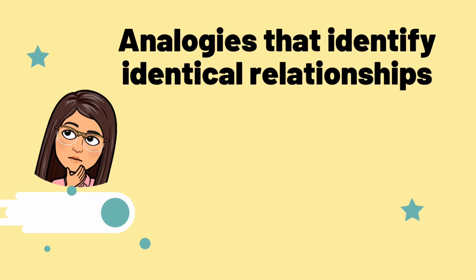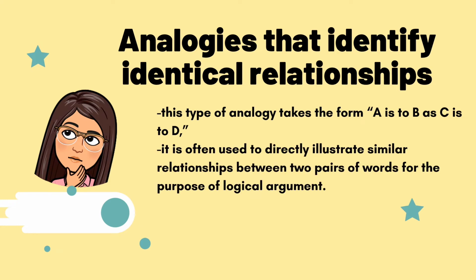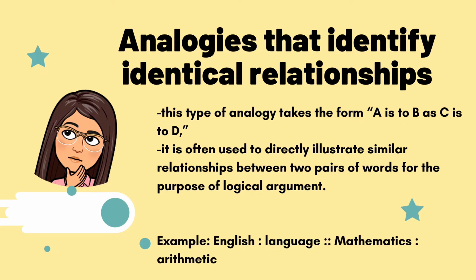First, we have analogies that identify identical relationships. This type of analogy takes the form A is to B as C is to D. It is often used to directly illustrate similar relationships between two pairs of words for the purpose of logical argument. Example, English is to language as mathematics is to arithmetic.